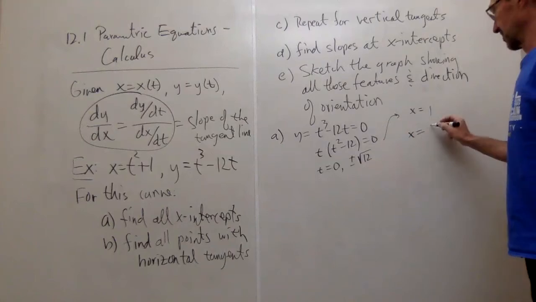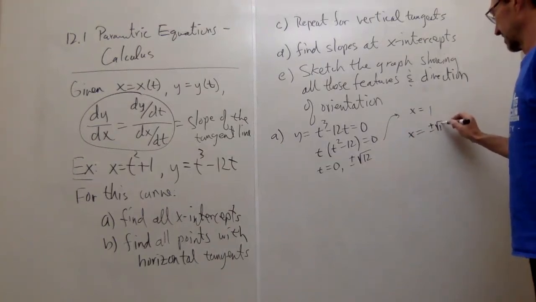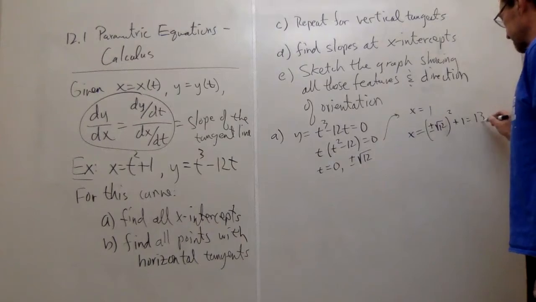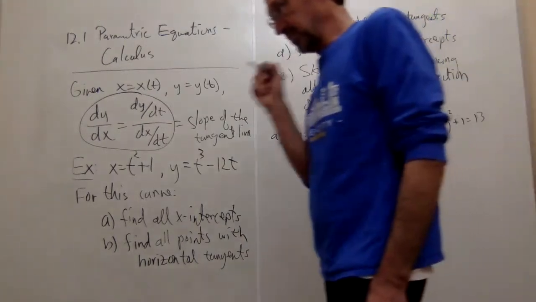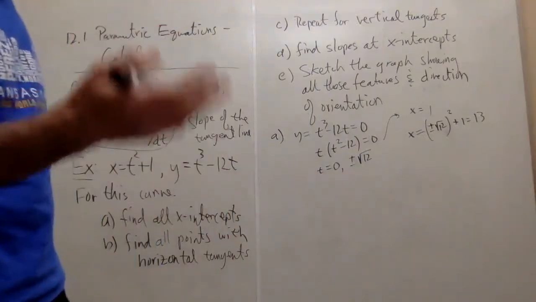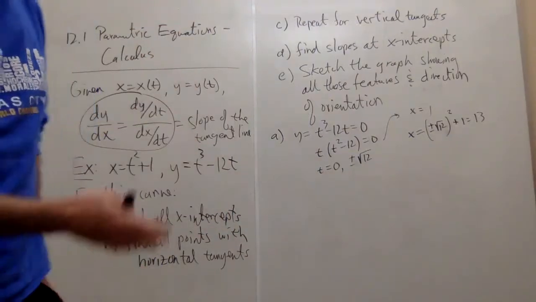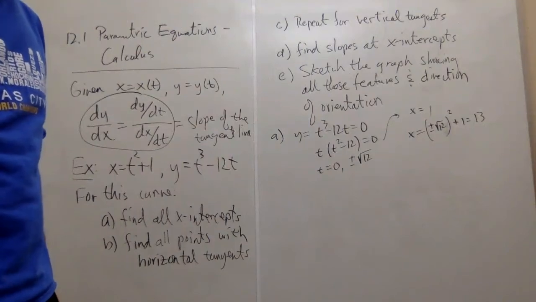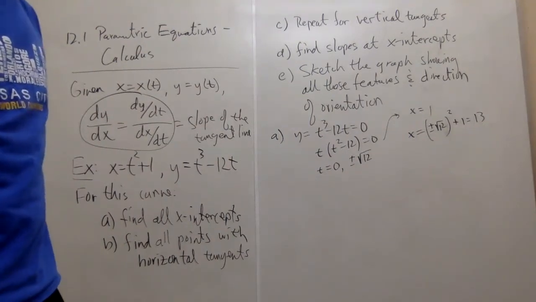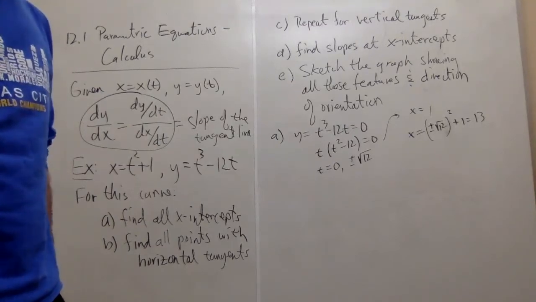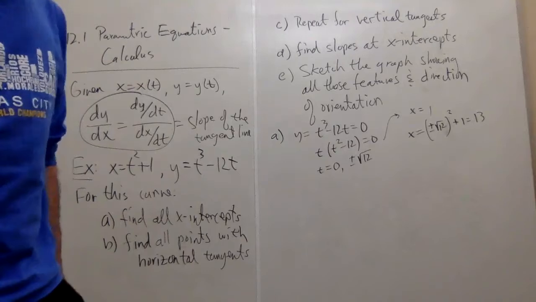Plus or minus the square root of 12, squared, plus 1 equals 13. So 2 different t values: the square root of 12, which is 3.5-ish, and the negative square root of 12, 2 different t values, the same point, the point (13, 0), x-intercept 13. That means this curve passes through that point 2 different times.